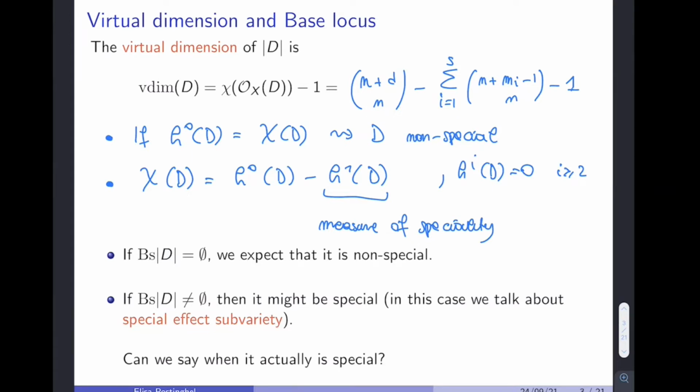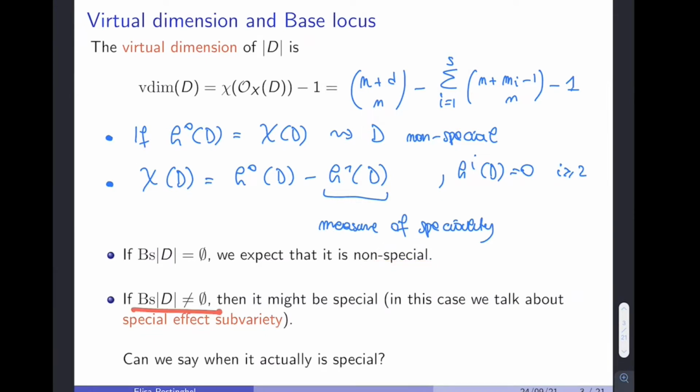So if the base locus is empty, which in other terms means that the vector space of hypersurfaces in the projective space have singular points only along the imposed singularity and nothing else, then in that case we expect that the linear system is non-special. So we expect to find no unexpected hypersurfaces.